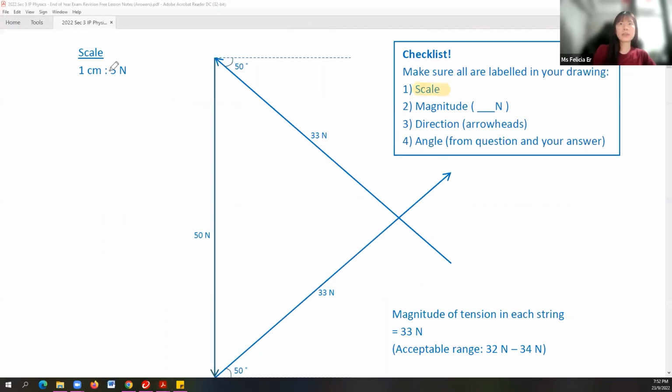Number one, do you have scale? By right should have because we did it together, right? Then number two, do you have the magnitude for every single line? These numbers, do you have all of them? Then next, do you have the arrowheads? So take note, it is single arrowhead, not double arrowhead, because as mentioned, when object is in equilibrium, there is no resultant force.